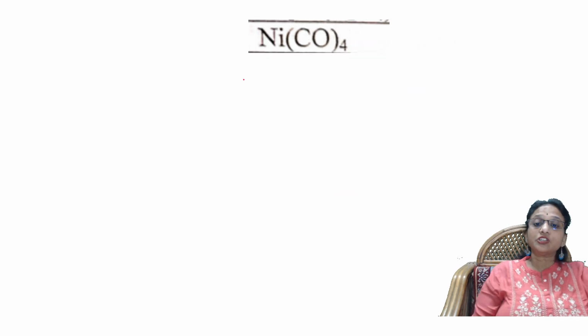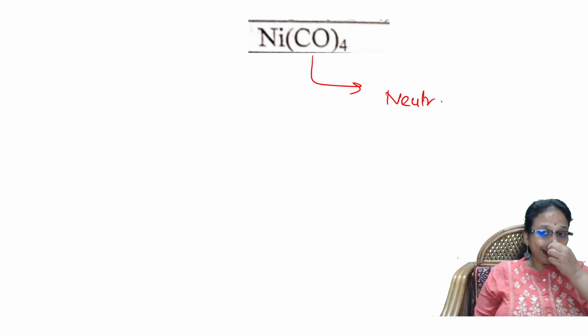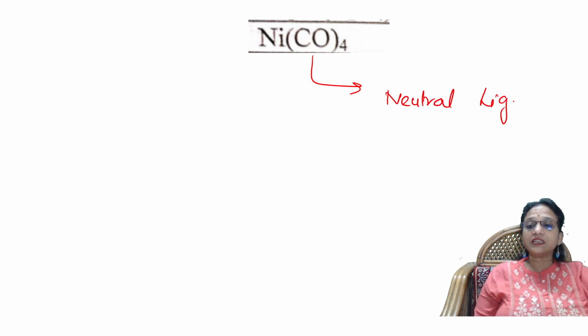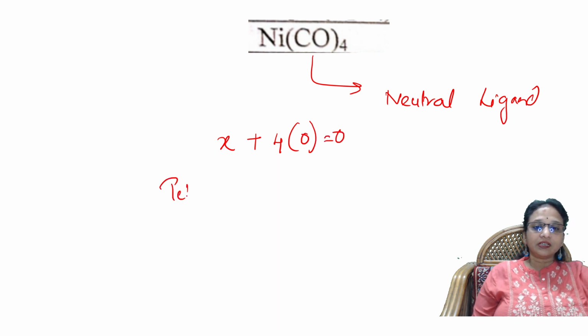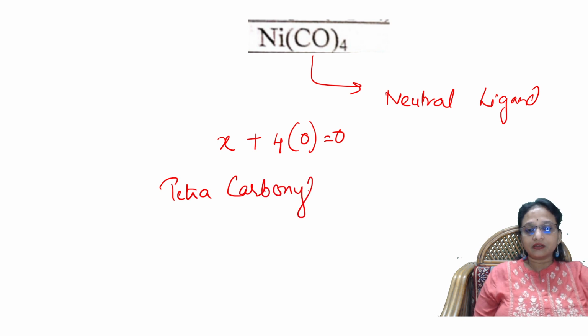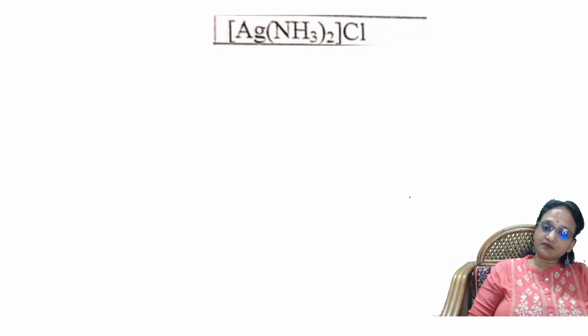This is a neutral ligand. Correct now, students? So this, when it is a neutral ligand, you should write the complete name in that. So calculate the oxidation state. X for metal, 0. 4 into 0 is equal to 0. Name the compound. It is tetracarbonyl nickel. There is no charge, so 0 complex.